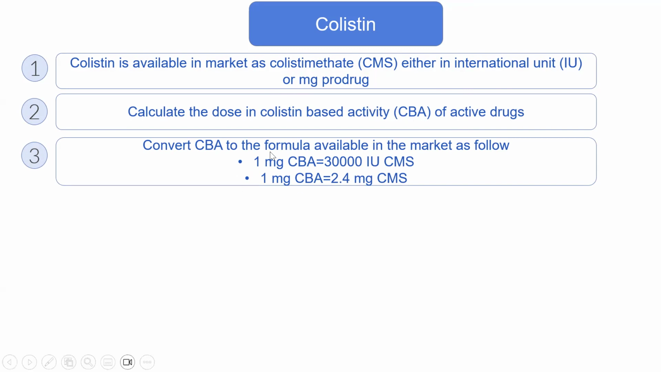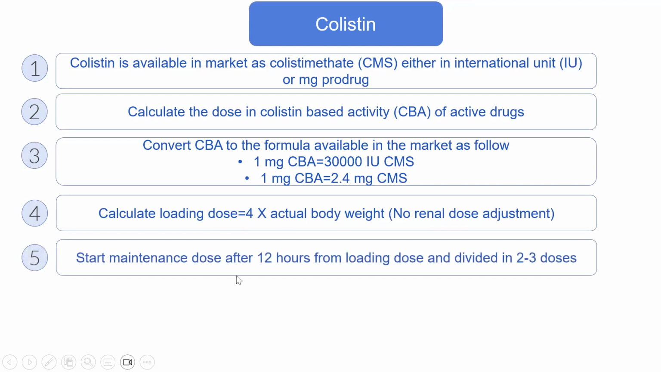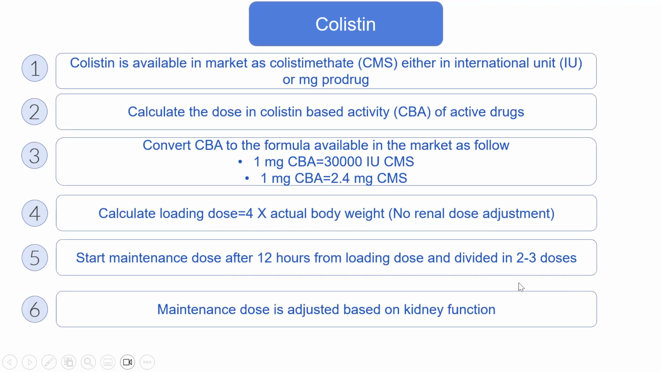Every 1 milligram of colistin-base activity equals 30,000 international units of CMS or 2.4 milligrams of CMS. Then we calculate the loading dose, which equals 4 multiplied by the actual body weight. There is no renal dose adjustment for the loading dose. Then we start the maintenance dose 12 hours after the loading dose, divided into 2 to 3 doses. The maintenance dose is adjusted based on kidney function.